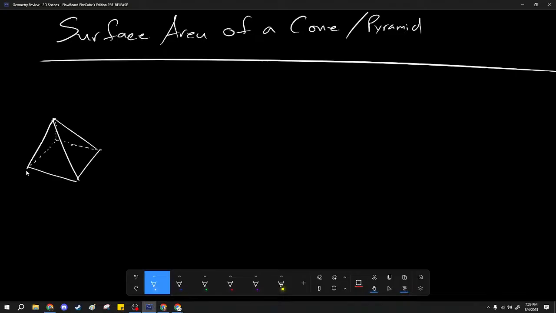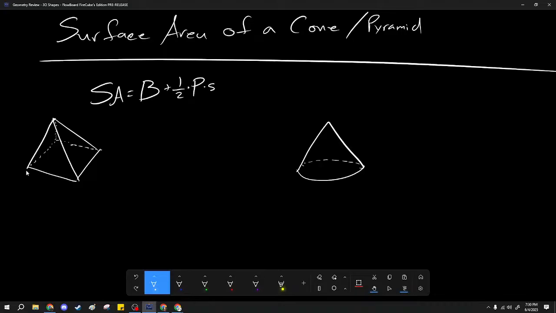There's that, and I'll draw a cone right over here. So for a pyramid, surface area is equal to the area of the base, so capital B, something we've already used, plus 1/2 times the perimeter of the base times a new letter, lowercase s, for slant height.